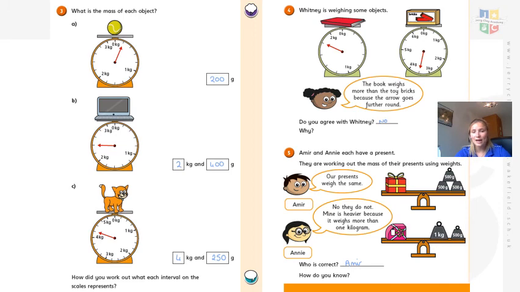It says, how did you work out each interval on this? How did you work out what each interval on the scale represents? So the interval was the same as an increment, so what each little line represented. So if you've told me a fantastic answer there, I'd love to see that.